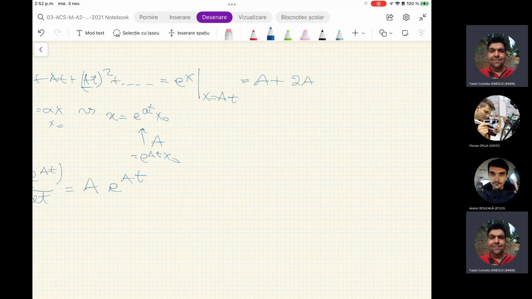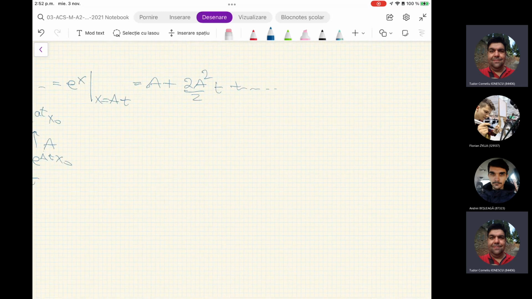Oh, sorry. Here you get over like this. Okay, 2a over 2 at, so 2a squared t plus so on and so forth. Okay, so this is essentially 2 and 2 goes away. So this is essentially a times identity plus at plus so on and so forth. So this is e to the power at.